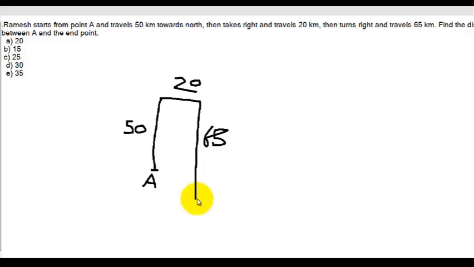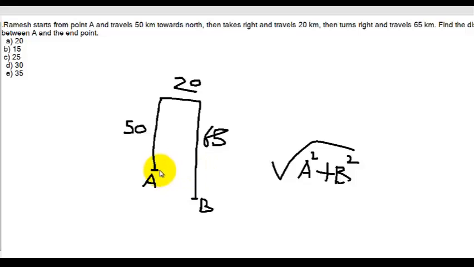Whenever you get a question that says find the distance between two particular points, you should go with the distance formula. As we have seen in the points to remember, the distance formula is the root of A square plus B square in this case. So this is the formula which we are going to use. So how to solve this?